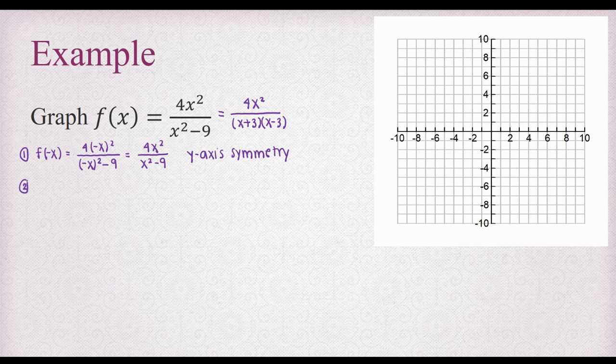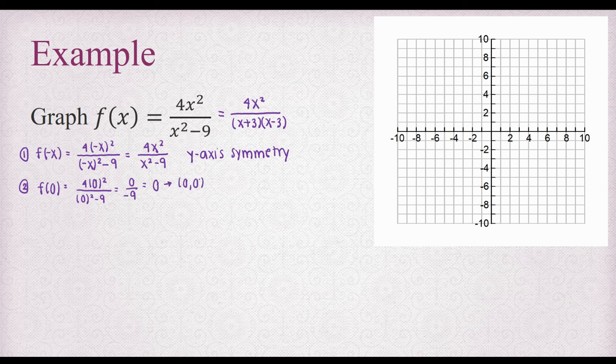All right, now I want to find my y-intercept. So I'm going to substitute 0 in for all of the x's, and it looks like we would have 0 in the numerator and -9 in the denominator, so that'll turn to 0.